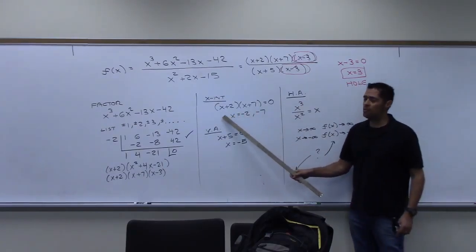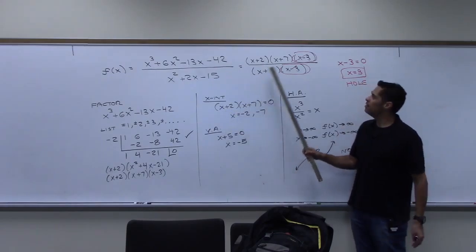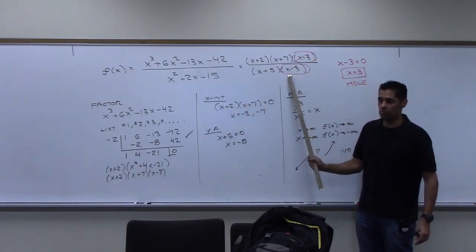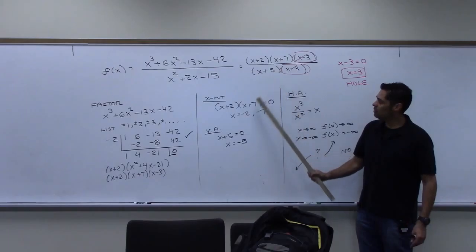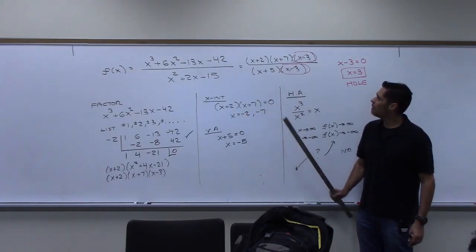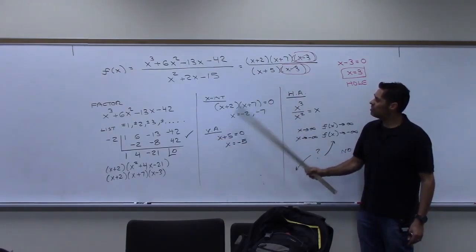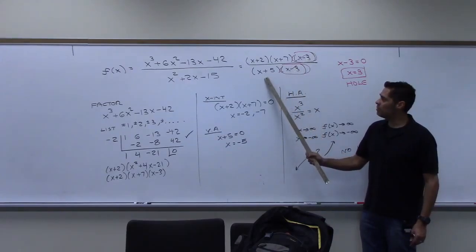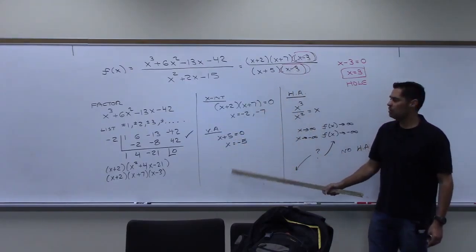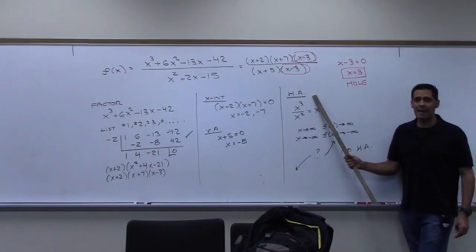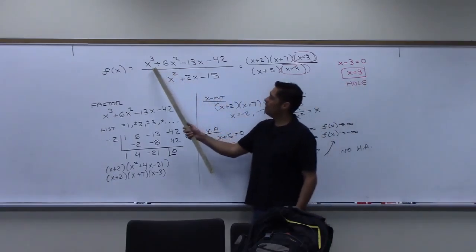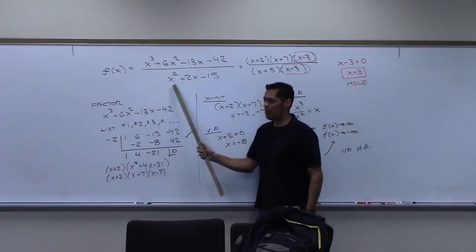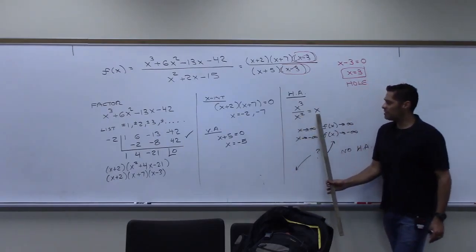Then x-intercepts, you set the numerator equal to 0. The numerator after you've canceled the hole. So just these two x-intercepts. Vertical asymptote, set the denominator after you've canceled equal to 0. One vertical. Horizontal, you go back to the original. This behaves like x cubed over x squared, which behaves like x.